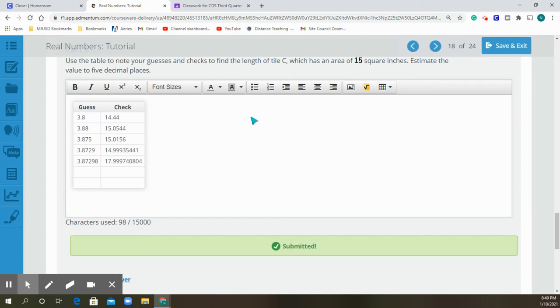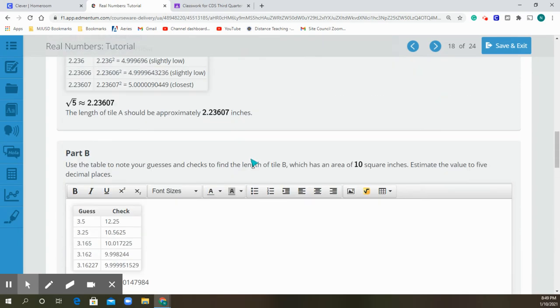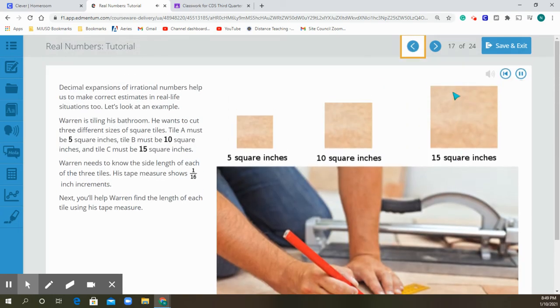And the real world component comes in. You want to tile your living room, or you want to tile your bathroom, or you want to work as a laborer tiling a bathroom, and you have to cut these tiles with a tile saw or a tile cutter. And the boss, because they're the boss, or the homeowner, because they pay the boss, says, I want all my tiles to be 5 square inches, 10 square inches, and 15 square inches. Why? I don't know. Why do people do what they do? It doesn't matter. That's what the customer wants.